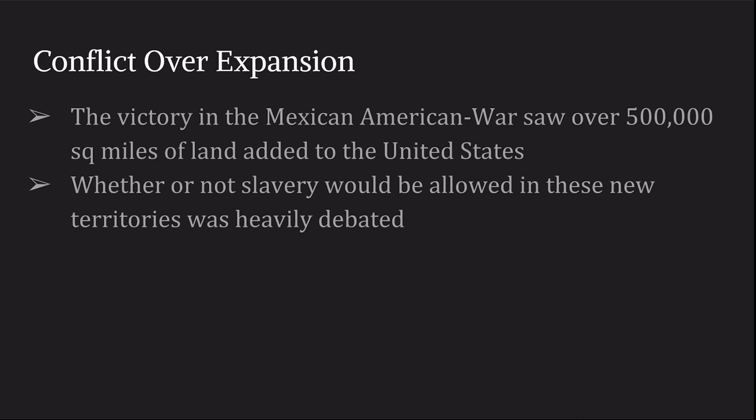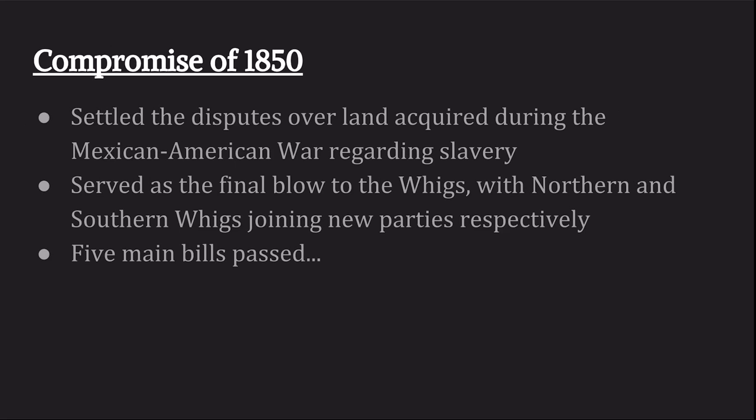So after the Mexican American War, over 500,000 square miles of land was added to the United States. It was so much. And of course, whether or not slavery would be allowed in these new states or new territories was heavily debated. The Compromise of 1850 settled it. It served as the final blow to the Whigs.